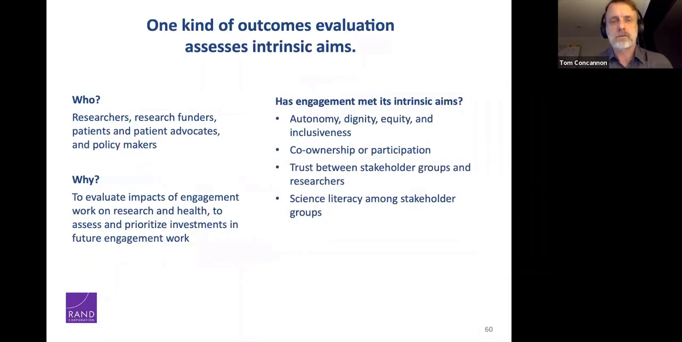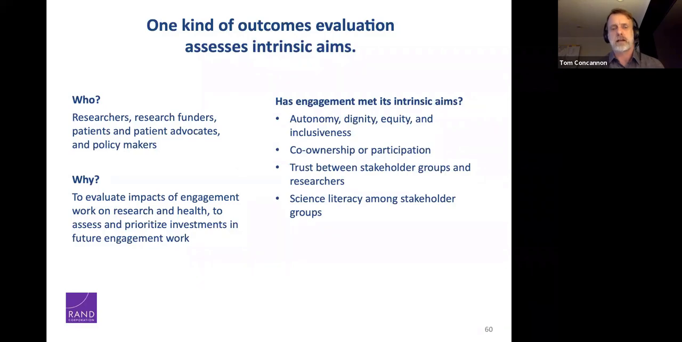And I'm going to go on to 2 final types of evaluations. And these are 2 evaluations of the impacts of engagement. And one of these assesses intrinsic aims. And again, I've set forth who might use this information and why they might use it. And then I've outlined a list of the types of topics that might be measured here.